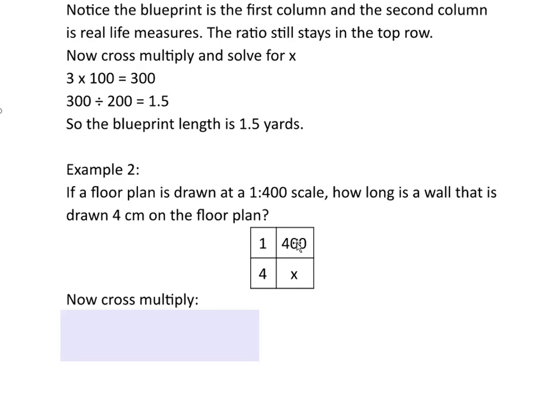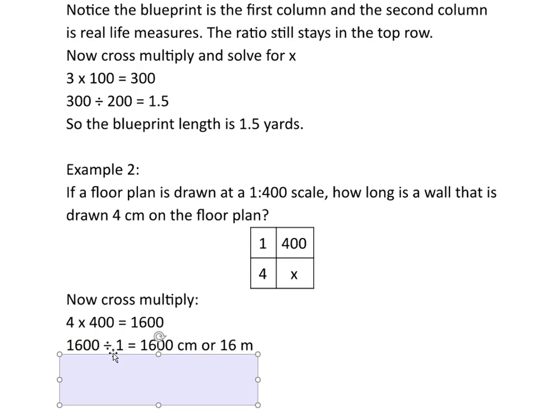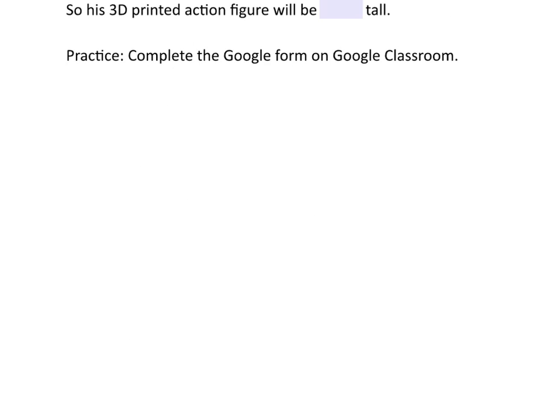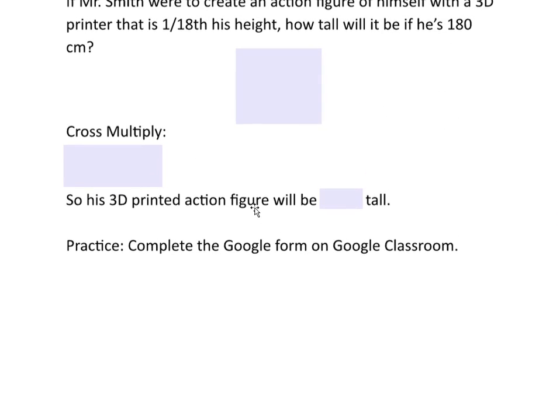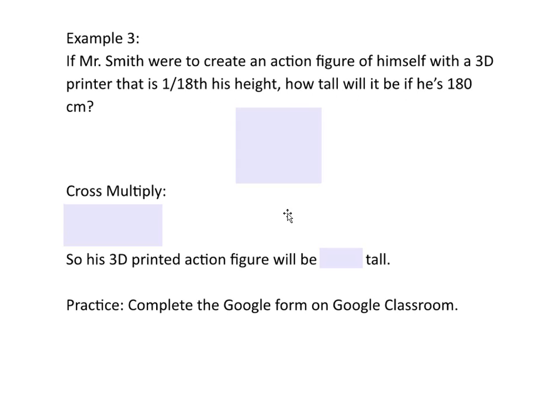So if it's 4 on the left, we got to figure out what's on the right. So we multiply our diagonal, then divide. 4 times 400, then divide by 1. So 4 times 400 gives us 1,600. Take that number, 1,600 divided by 1 equals 1,600 centimeters. Or if you're feeling adventurous, you can convert it back to meters, 16 meters, which is a pretty long wall. All right, next example, next page. I got to scroll up to make sure I get it.